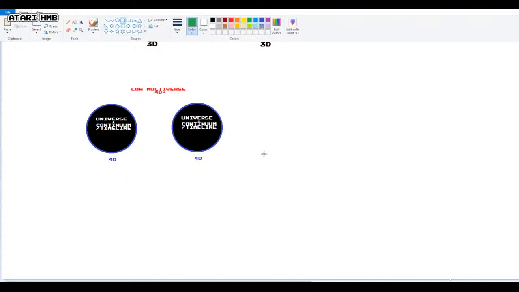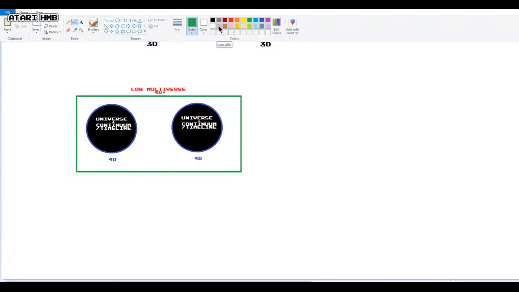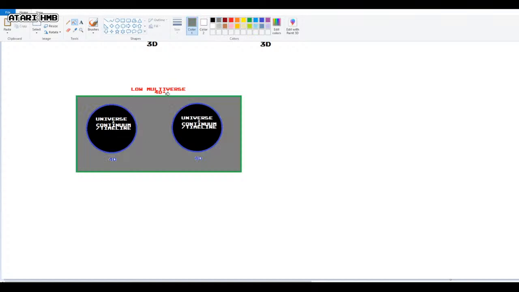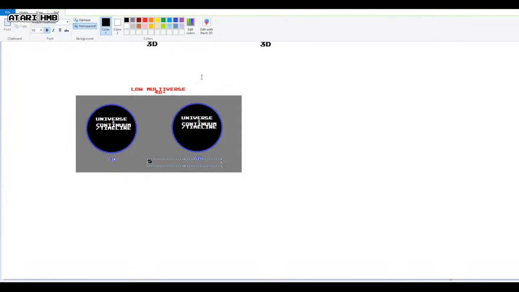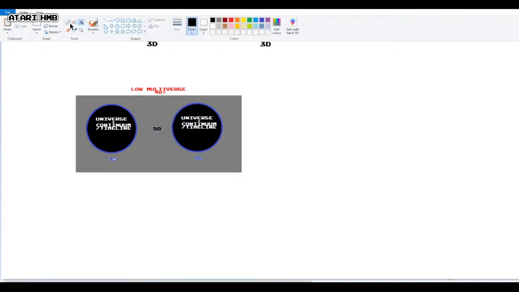Now I'm going to draw another map. I'm going to make this green so it's easier to tell. So within this green space, or this wall, let's make it gray actually. Within this gray space, we have two 4D worlds. Now, you might be saying, what does the gray space represent? Well, the gray space is going to be 5D. In other words, this gray matter, the space between these two worlds, is infinitely higher on this 5D plane.